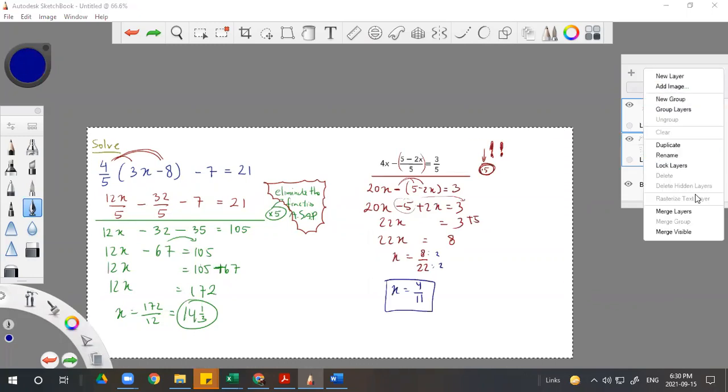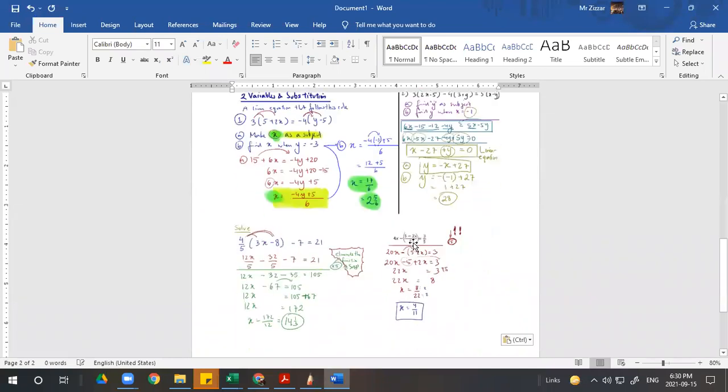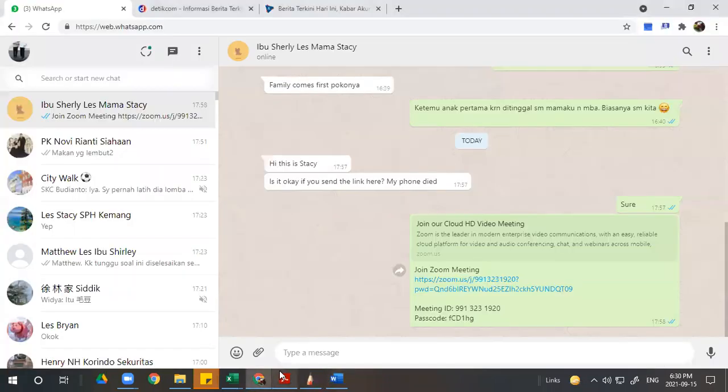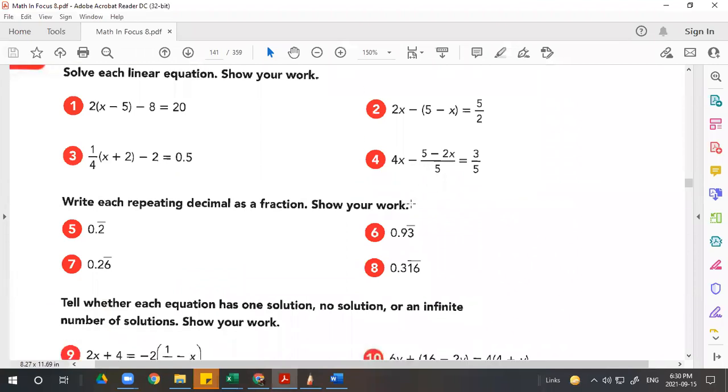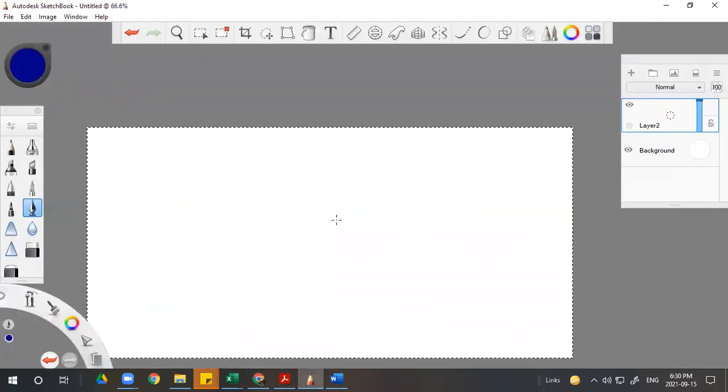I think we almost cover all the questions except the word problems, and also 5 and 7. Okay, I will copy this. Let me show you how to do.